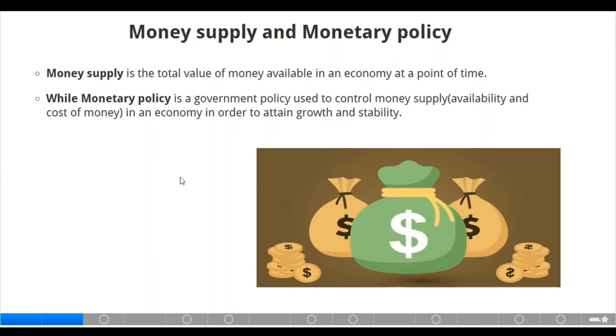What do we mean by money supply? Money supply is the total value of money available in an economy at a point of time or at a period of time. Monetary policy is a government policy used to control the money supply, that is the availability and cost of money in an economy in order to attain growth and stability. Here, what policy does the government use to control money supply? We have monetary policy. Now we move to the next slide.